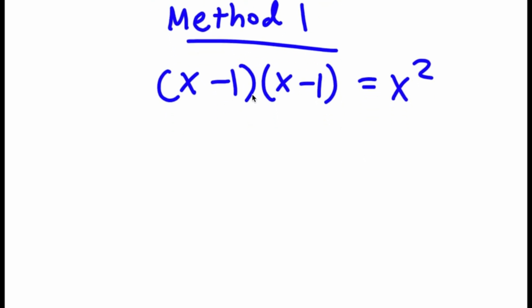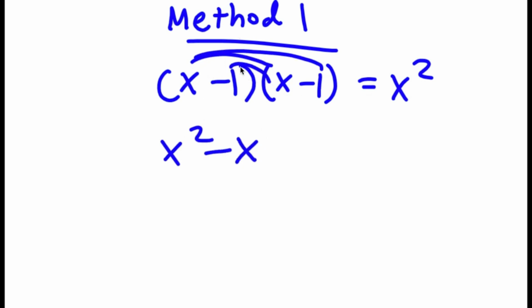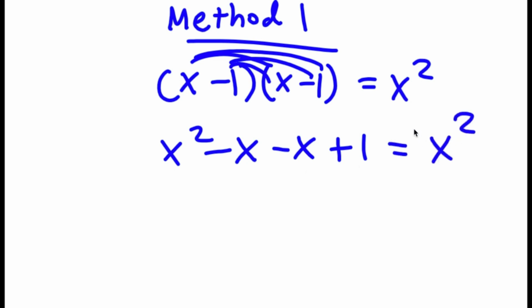And now, (x − 1)(x − 1), let's go ahead and expand this. So x times x is x², x times −1 is −x. Now I'm going to distribute the −1. −1 times x is −x, and −1 times −1 is positive 1. So this is equal to x².